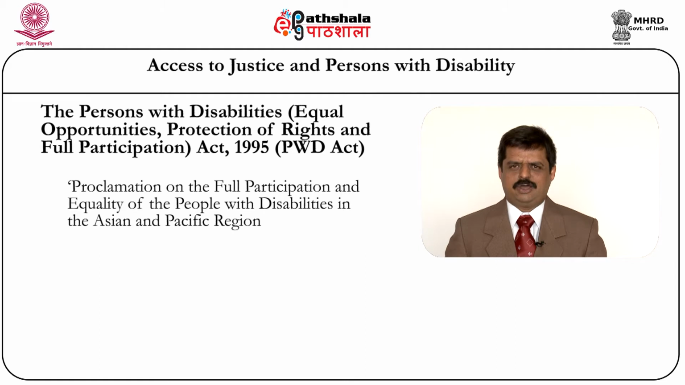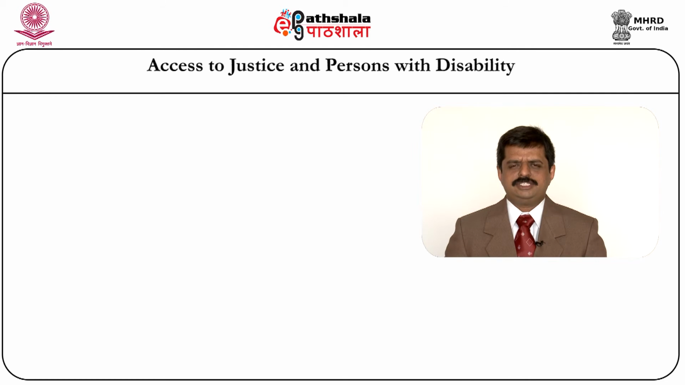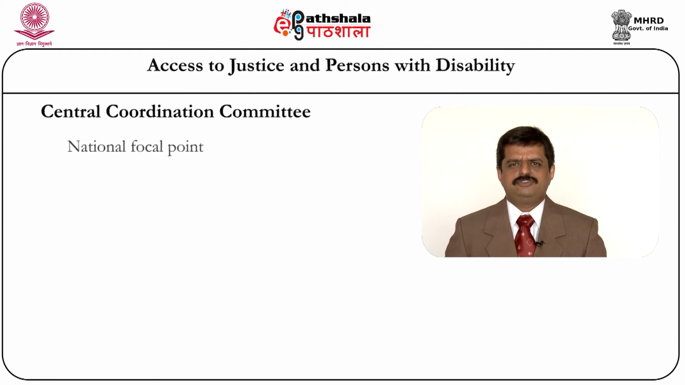The act has an objective to ensure full participation and equality to persons with disability, and to ensure that, they have also established a series of authorities with a series of powers. The highest authority under the act is the Central Coordination Committee. This committee is a national focal point, and this CCC would help in developing a comprehensive policy for persons with disability.